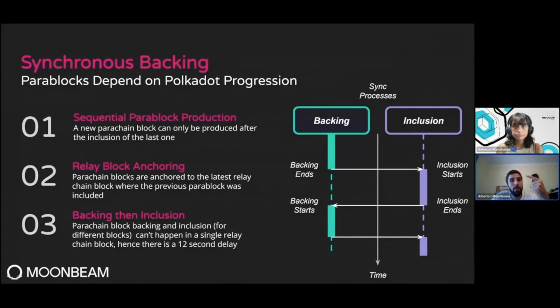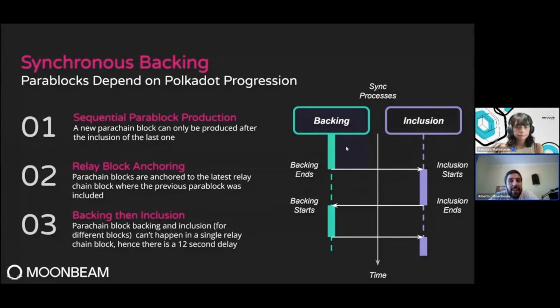Polkadot has to do, remember, backing and inclusion, and it does it in a sequential way, okay? So basically, it backs a parachain block, and then it includes it, and only after it is included, it can start backing the next parachain block, and then include it. And only after that one is included, then it can start backing another parachain block, okay? And so it's a sequential process that happens in a synchronous way, right?